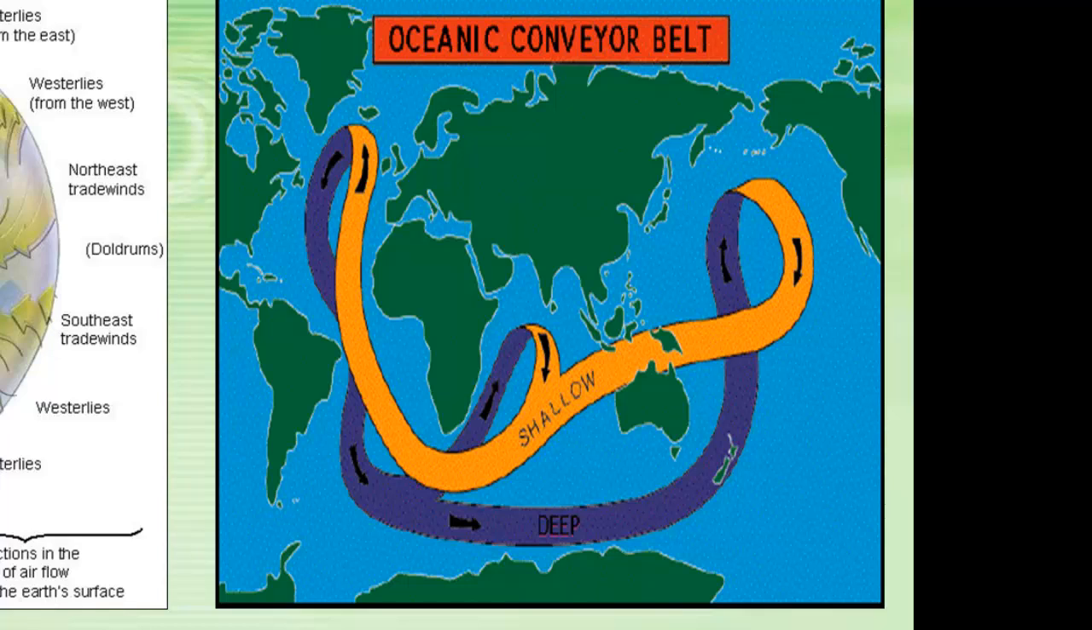As it reaches the poles, the water will cool and sink. Prevailing winds in the northern and southern latitudes help to create cold water surface currents that flow back towards the equator along the west coast of the continents.